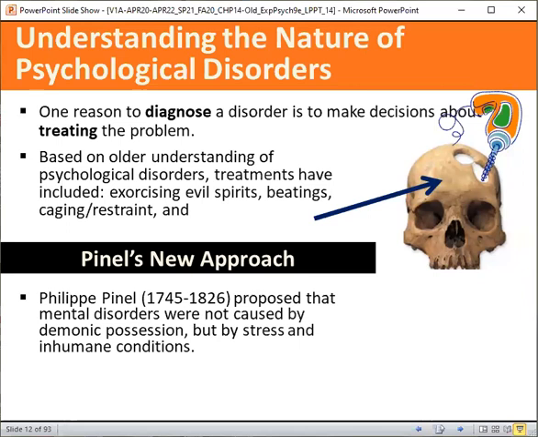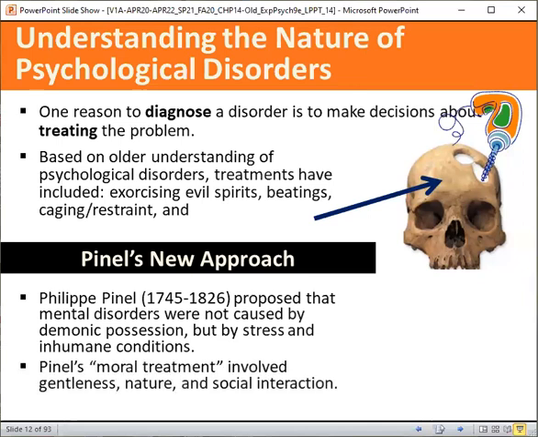But then we saw Pinel's new approach. Philippe Pinel proposed that mental disorders were not caused by demonic possession, but by stress and inhumane conditions. Pinel's moral treatment involved gentleness, nature, and social interaction. Now, it didn't do much to really solve the issue, whatever disorder the person may be going through, but at least it gave us a different type of perspective on how to treat people who may have some psychological disorder.